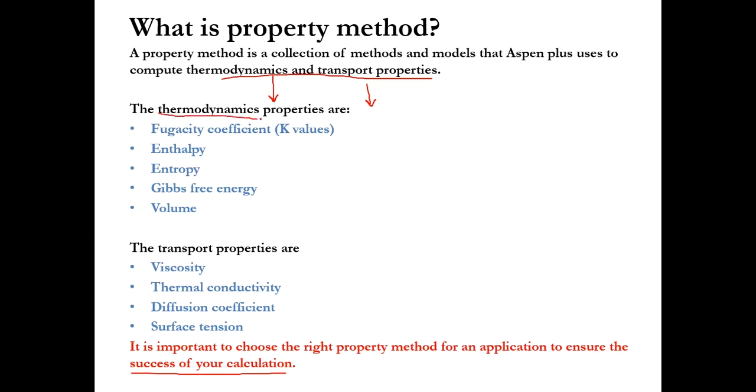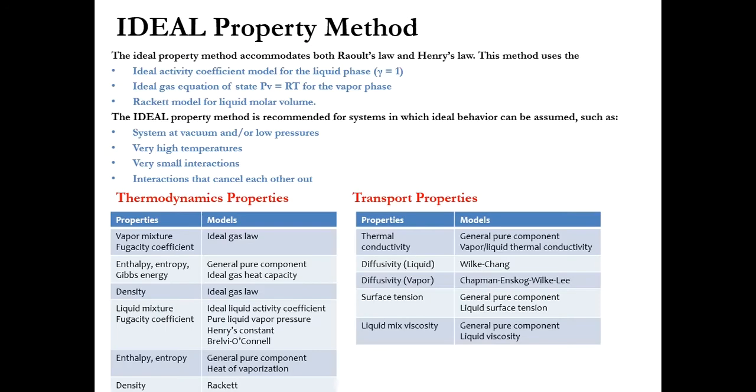अब कौन कौन सी थर्मोडायनेमिक प्रॉपर्टीज को कैलकुलेट करते हैं इस पर? फ्यूगेसिटी कोएफिशिएंट, एंथैल्पी, एंट्रोपी, गिब्स फ्री एनर्जी, वॉल्यूम, एंड देयर आर सो ऑन. Similarly, the various transport properties: viscosity, thermal conductivity, diffusion coefficient, and surface tension. So this is calculated by means of a property method, and the right property method.